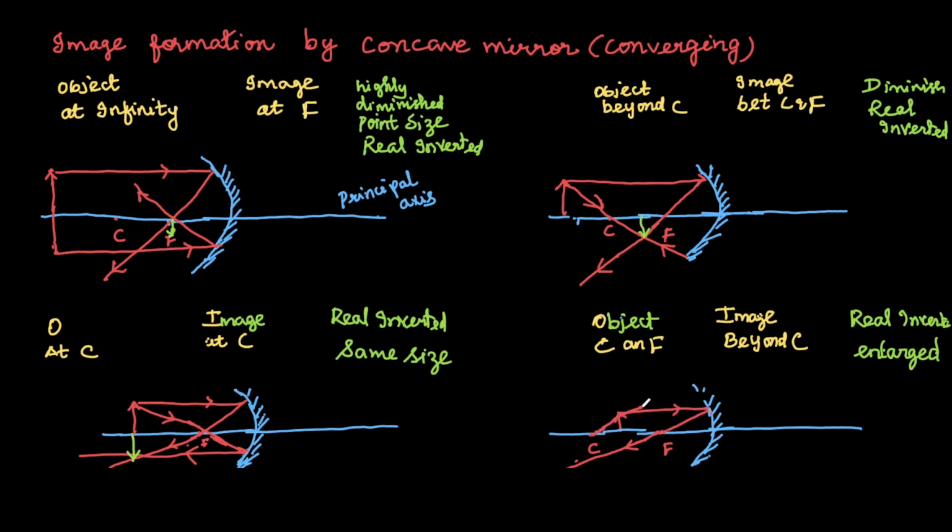It is passed through the C. When the light is passing through the C, it will be reflected back in the same line. So the point of intersection is where there is the formation of image. So image will be formed beyond C, and the nature of the image is real, inverted, and enlarged.